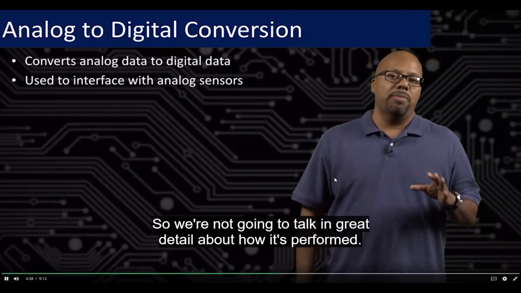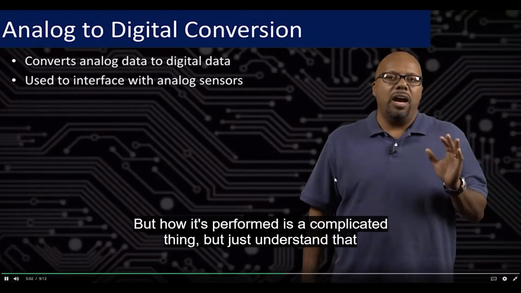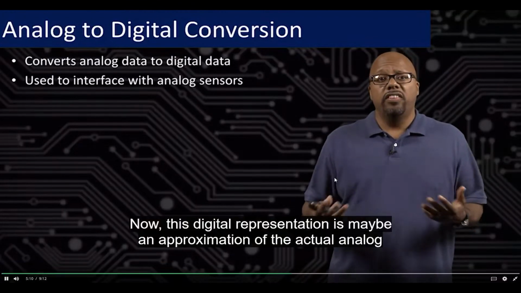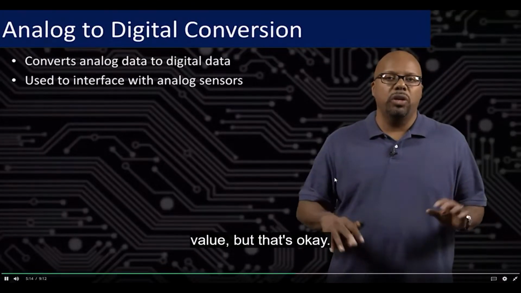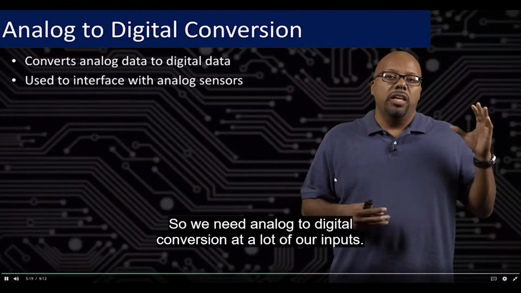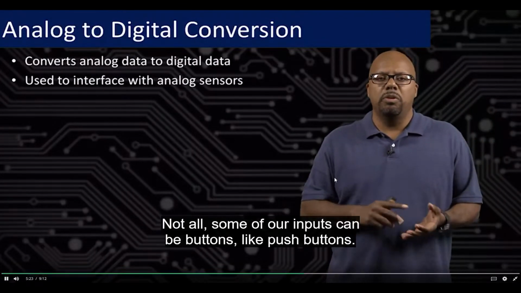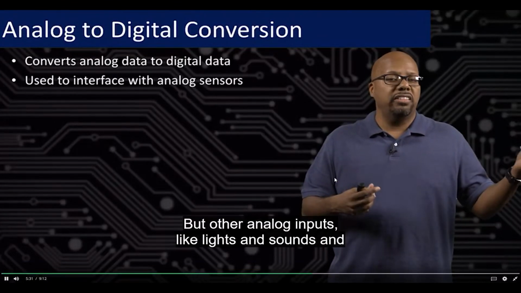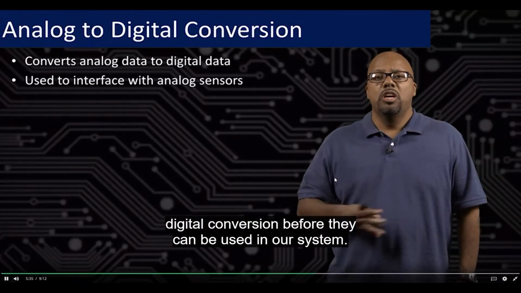We're not going to talk in great detail about how it's performed. I have a slide where I'll show you a little bit about it, but how it's performed is a complicated thing. Just understand that it takes an analog value and converts it to a digital number. This digital representation may be an approximation of the actual analog value, but that's okay. It can be as accurate an approximation as we need. So we need analog to digital conversion at a lot of our inputs. Not all. Some of our inputs can be push buttons, and that's naturally digital. It's either pushed or not, so 0 or 1. But other analog inputs like lights and sounds typically have to go through analog to digital conversion before they can be used in our system.